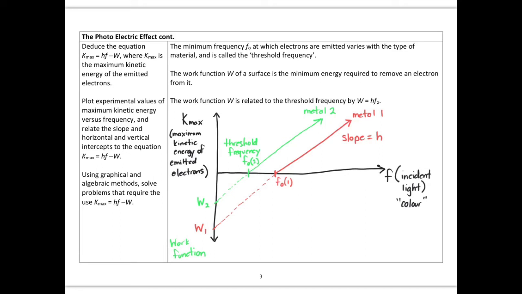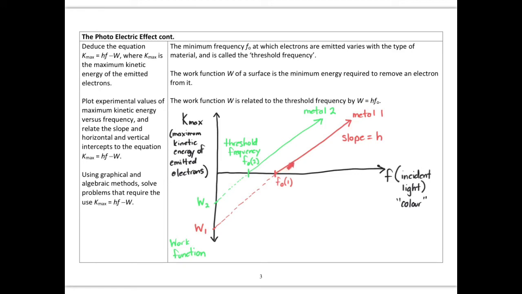And if we plotted those results, and we'll think about just the metal here in red first, what we would see is initially we would see no electrons flowing, so we wouldn't be able to measure the kinetic energy until we got to this frequency here, which we call the threshold frequency. This is the minimum frequency at which the electrons are emitted, and it varies with the type of material. So if we had two metals here comparing metal 1 and metal 2, those two metals would probably have a different threshold frequency, with a different amount of energy required to knock electrons out of them.